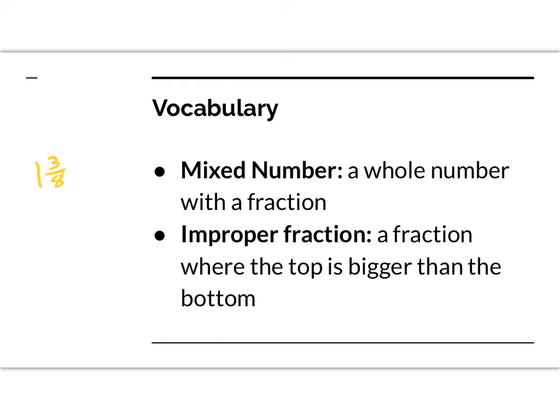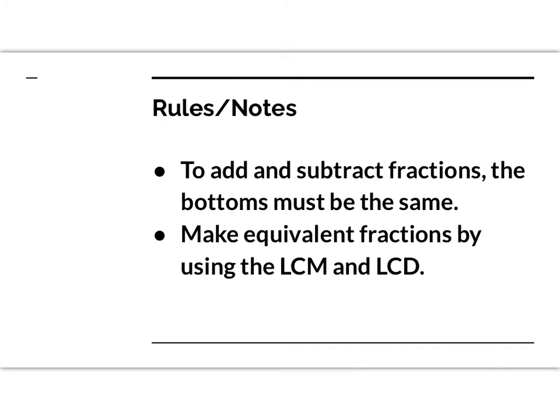An improper fraction is a fraction where the top is bigger than the bottom. So let's say 11 over 8. This is called an improper fraction. You will not leave fractions like this. You will simplify them down into mixed numbers. And we'll talk about that as the lesson goes.